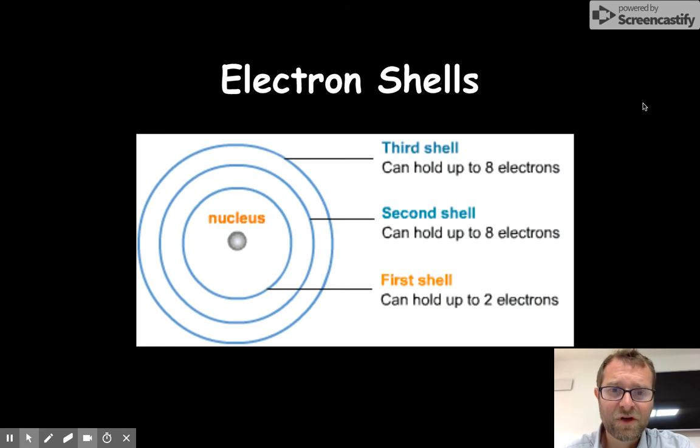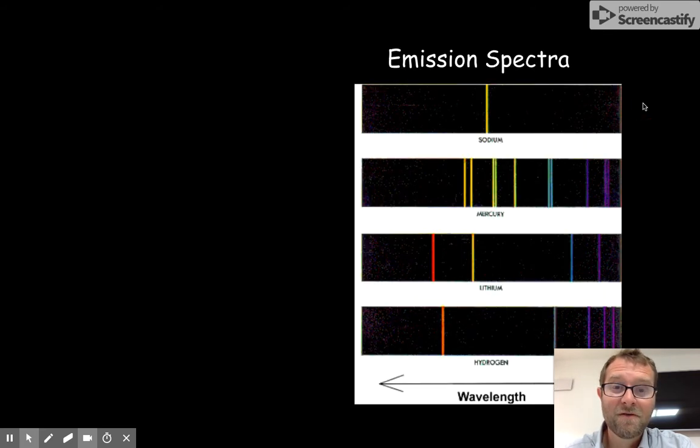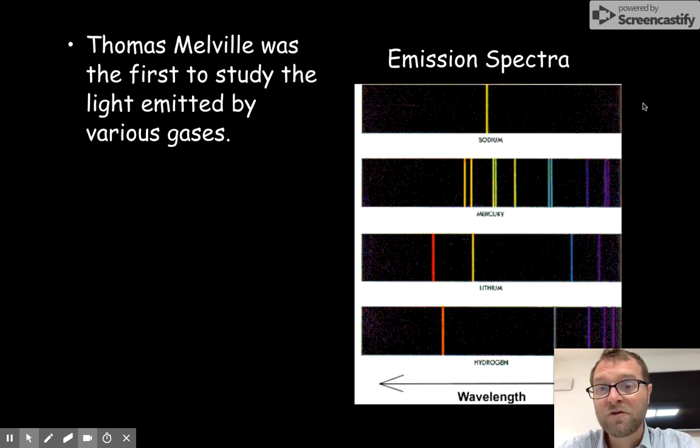Now, let's go through some discoveries. What happened was there's this thing called emission spectra, which was noticed by a guy called Thomas Melville, and he thought it's really interesting that every single different gas gives off light at very specific wavelengths. And he saw that these spectra, these clear lines, you can see sodium lines really clear, mercury has a different set of lines, they all have individual sets of lines.